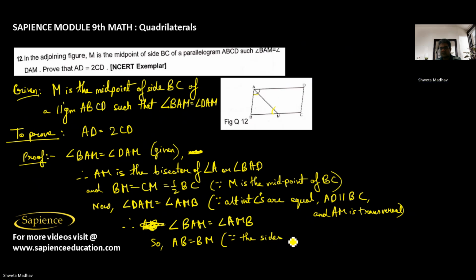opposite to equal angles in triangle ABM are also equal. AB equals BM. Now BM equals half of BC also.